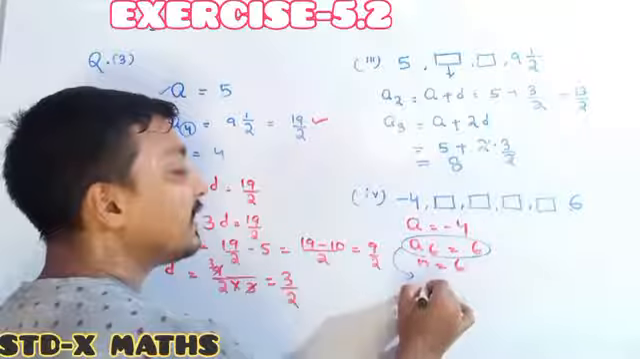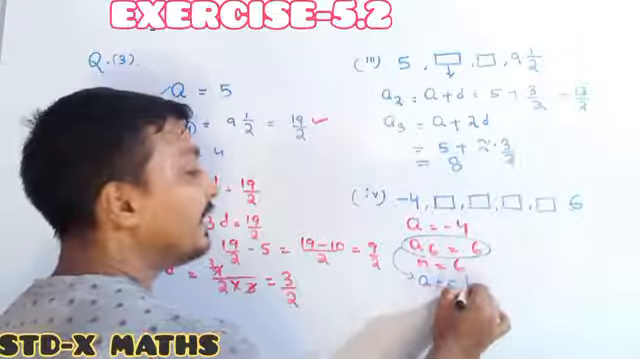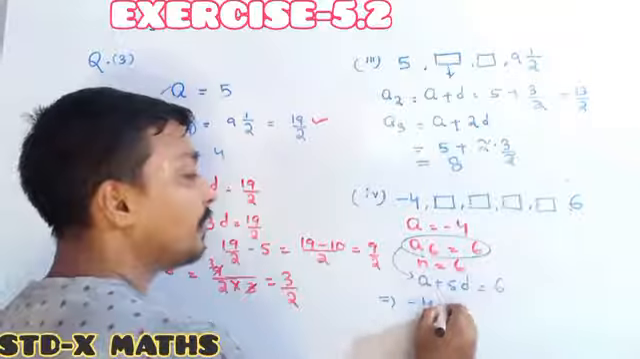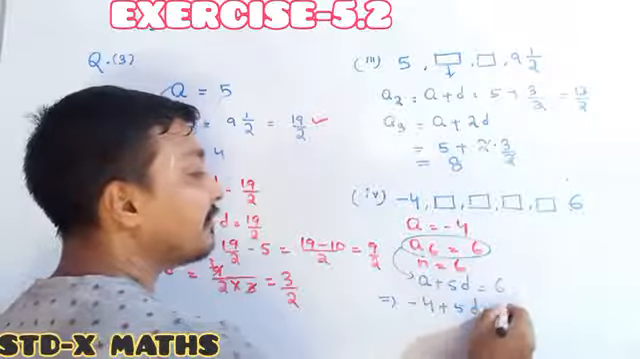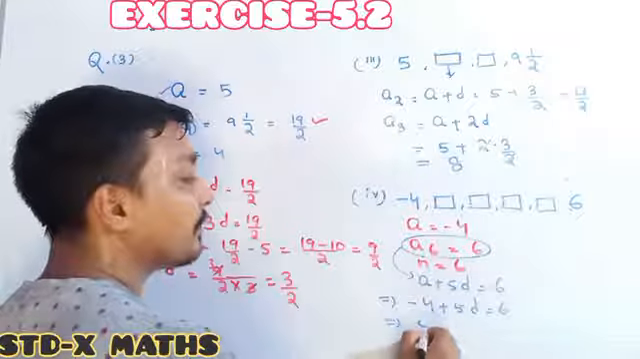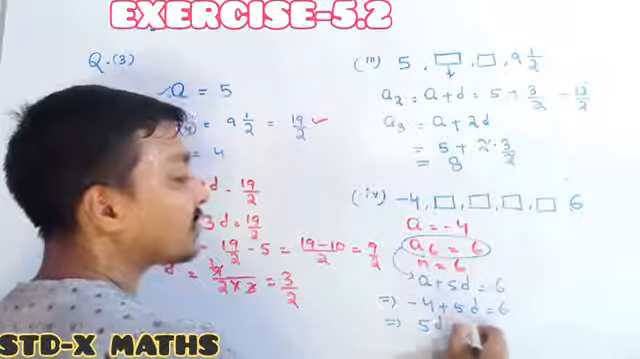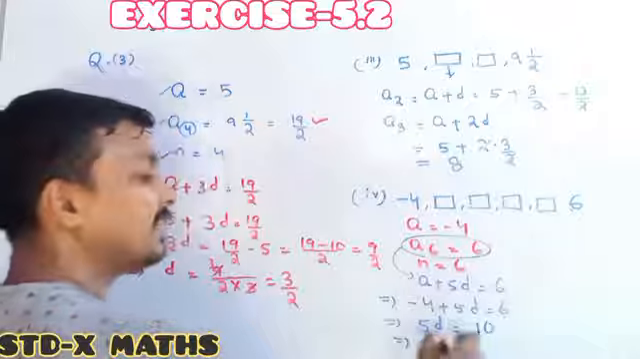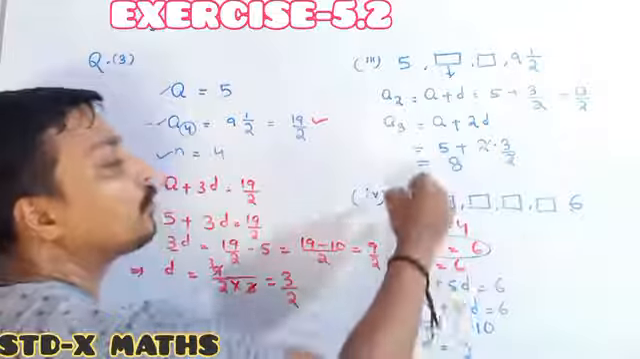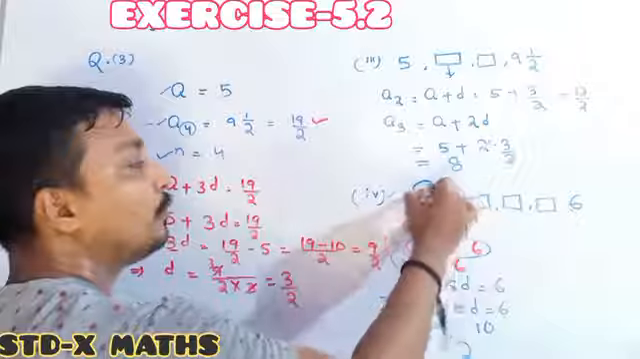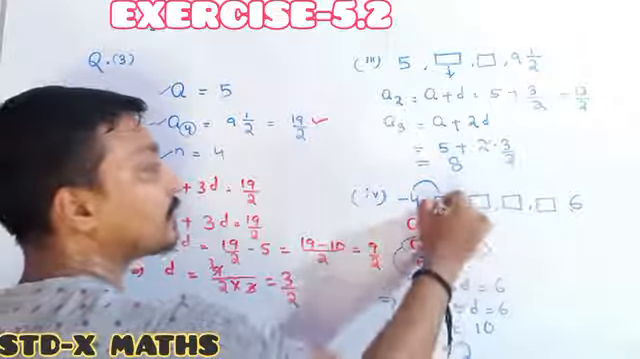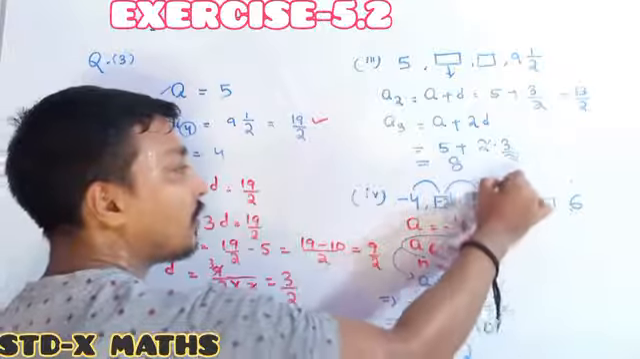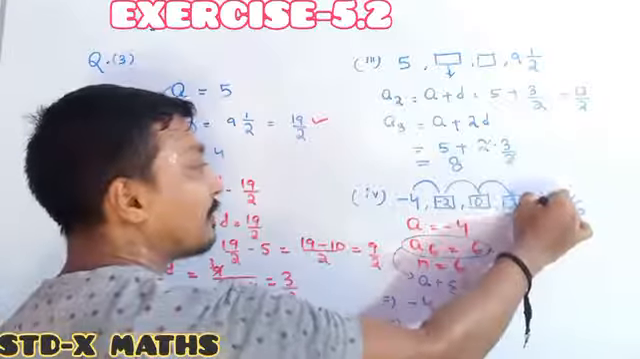See, a6 means a plus 5d, which is 6, which implies a is minus 4 plus 5d, which is 6, which implies 5d is 6 plus 4, which is 10, so d is 2. See the easy trick. Once you get d equal to 2, shortcutly I am doing: minus 4 plus 2 is minus 2. Minus 2 plus 2 will be 0. 0 plus 2 is 2. This one will be 4.